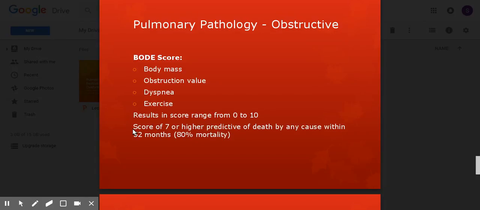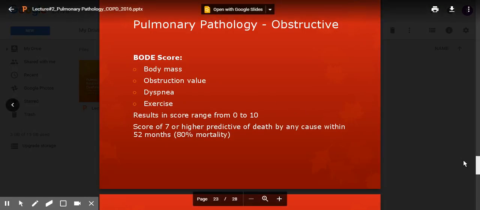It's highly predictive of a patient's worsening COPD, and a score of 7 or higher. So if a patient is given a score from the BODE and that score is 7 or higher, it is predictive that that patient will expire within 52 months with a 80% mortality rate for patients scoring 7 or higher on the BODE.